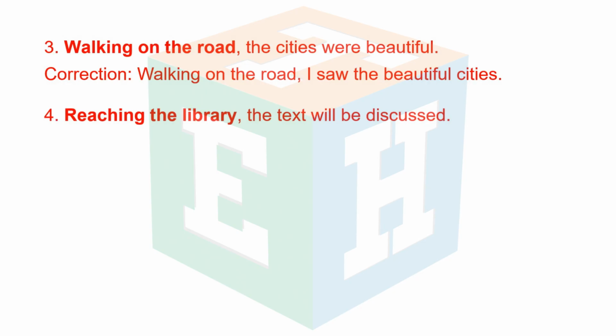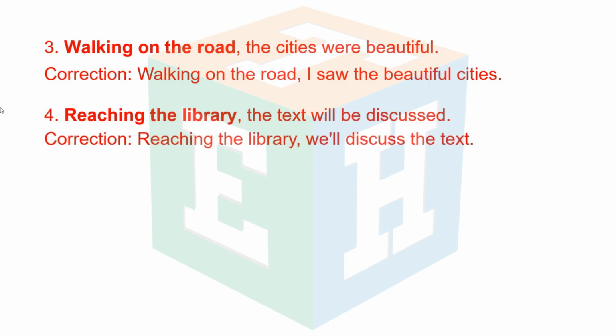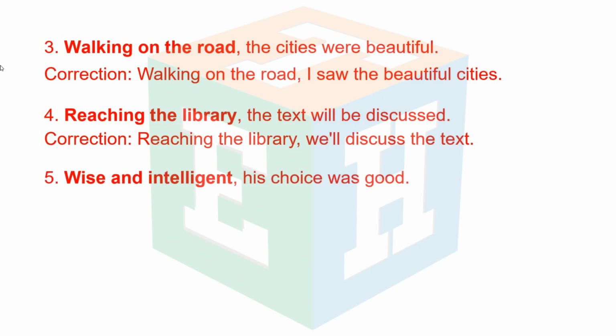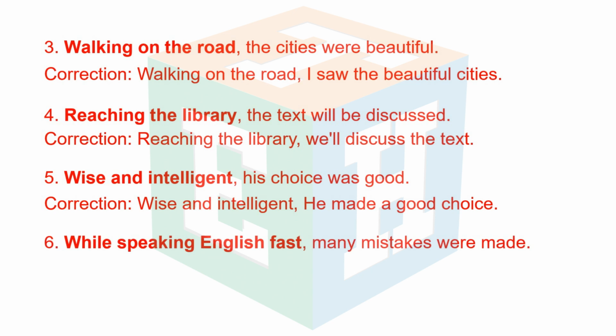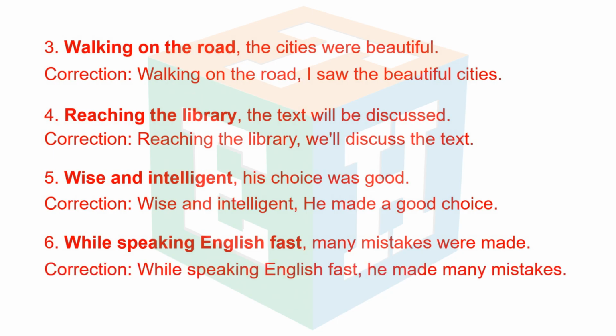4. Reaching the library, the text will be discussed. Correction. Reaching the library will discuss the text. Number 5. Wise and intelligent, his choice was good. Correction. Wise and intelligent, he made a good choice. Number 6. While speaking English fast, many mistakes were made. Correction. While speaking English fast, he made many mistakes.